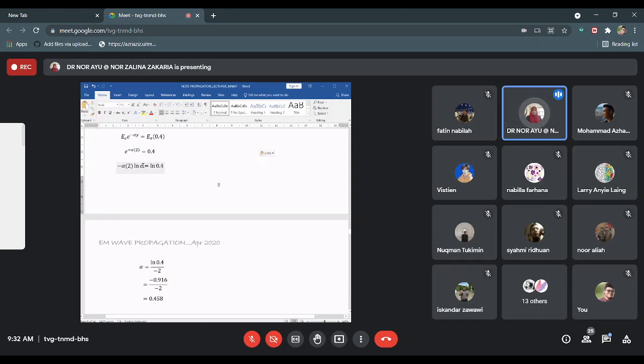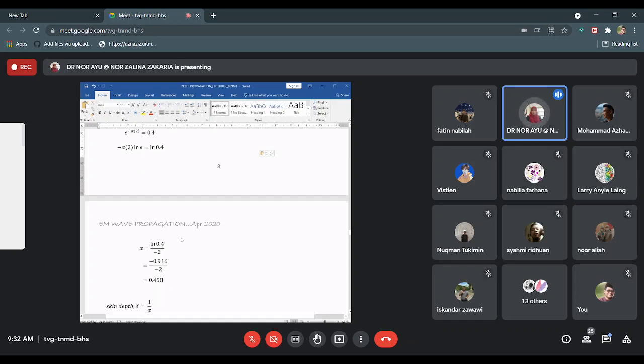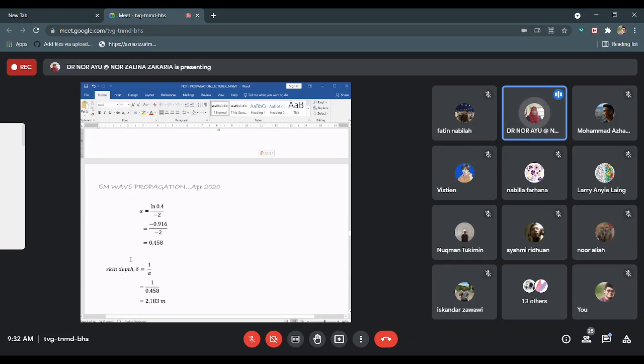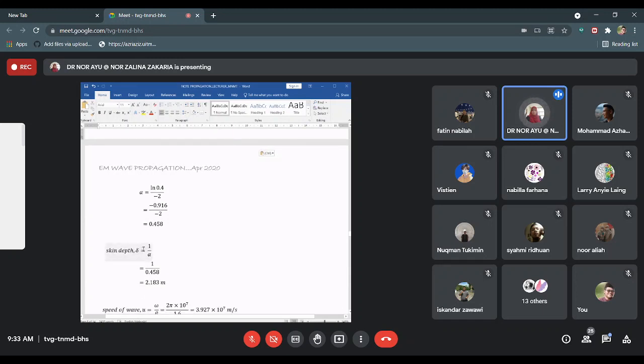From there, ln E equals 1. So you are just left with negative alpha 2 equals ln 0.4. So for that, you want to find alpha. Okay, so ln 0.4 will be negative 0.916 and this is negative 2. So you will get alpha is 0.458. And then once you have found alpha, you can use the skin depth equation, 1 over alpha. So 1 over 0.458, you will get 2.183 meters.